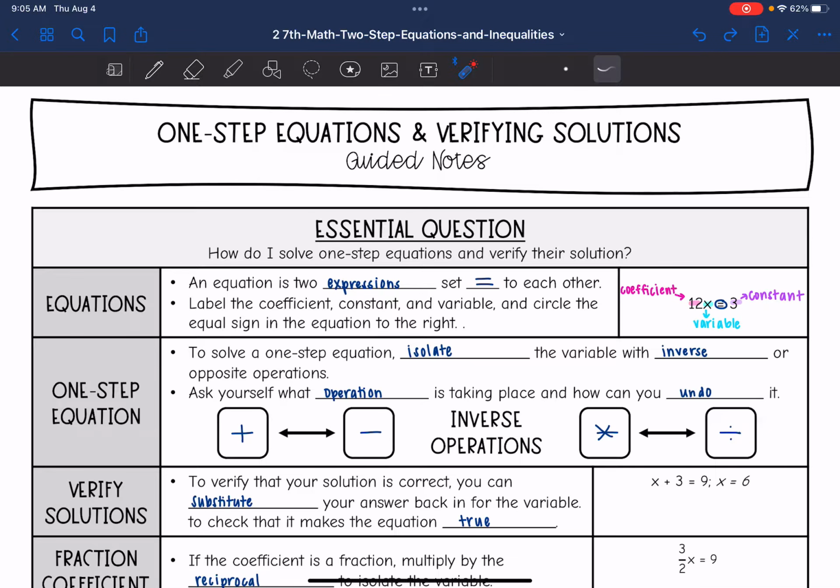Hey guys, today we're going to answer the question, how do I solve one-step equations and verify their solutions? So we've been looking at expressions, now we're going to look at an equation. An equation is two expressions that are set equal to each other, so we're going to have that equal sign. And in this problem, let's look at the coefficient, constant, variable, and then circle the equal sign.